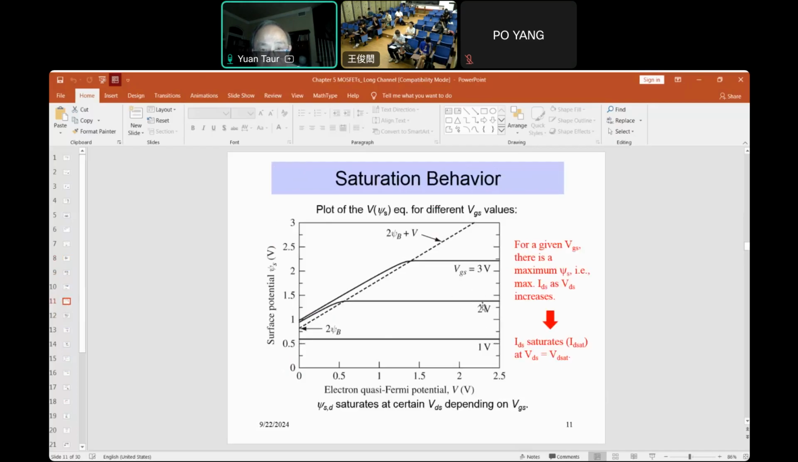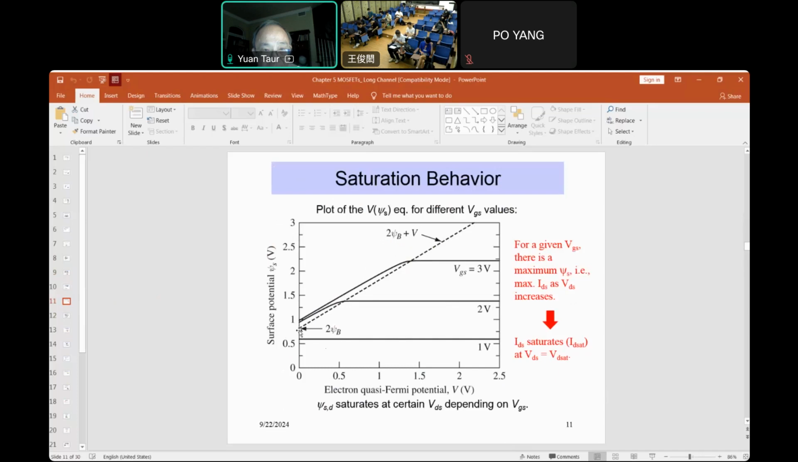Then we increase VG to 2 volts. Now psi S is here. It's almost 1, it's 0.9 something. Now it's beyond 2 psi B, so now it has a V dependence. The V dependence, based on the 2 psi B approximation, is the dashed line. This dashed line is psi S equal to 2 psi B plus V. So the slope is given by this V, and 2 psi B is the intercept.